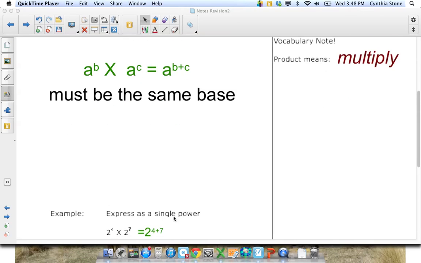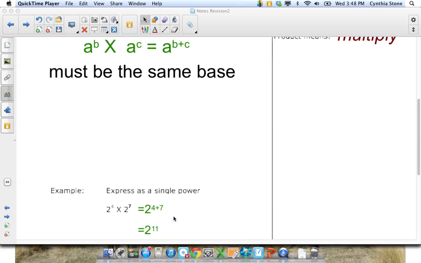So this example, 2 to the 4 times 2 to the 7. Again, notice they're the same base. What it's equal to is 2 to the 4 plus 7. This is this rule here, right? The B plus C part. And you end up with 2 to the exponent 11. And that's a single power, by the way. You're not evaluating it. You're not putting it in your calculator and getting a big number. That'd be a really big number, by the way. I think you'd be surprised how big it is. But anyway, it's not that.